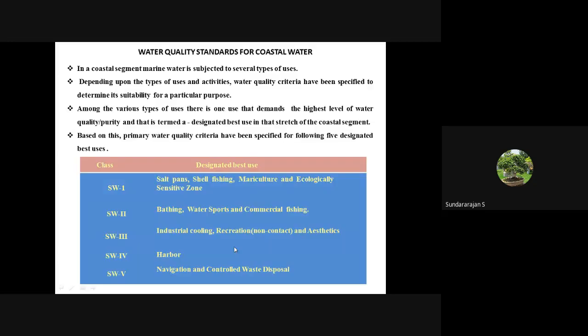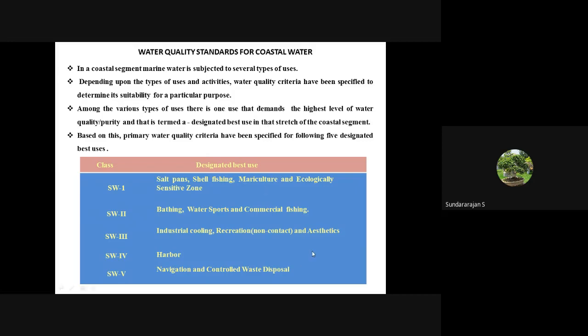So based on these man-made activities, the Ministry of Environment, Forest and Climate Change established, very long back, these five types of coastal segments. Subject to the several types of users, depending on users and man-made activities, the standards have also been specified. Among the various types of users, one user demands a high level of water quality because of the sensitivity of the area, which is designated the best use, to strengthen the coastal segment. We can maintain, or at least sustain, our water quality standard.